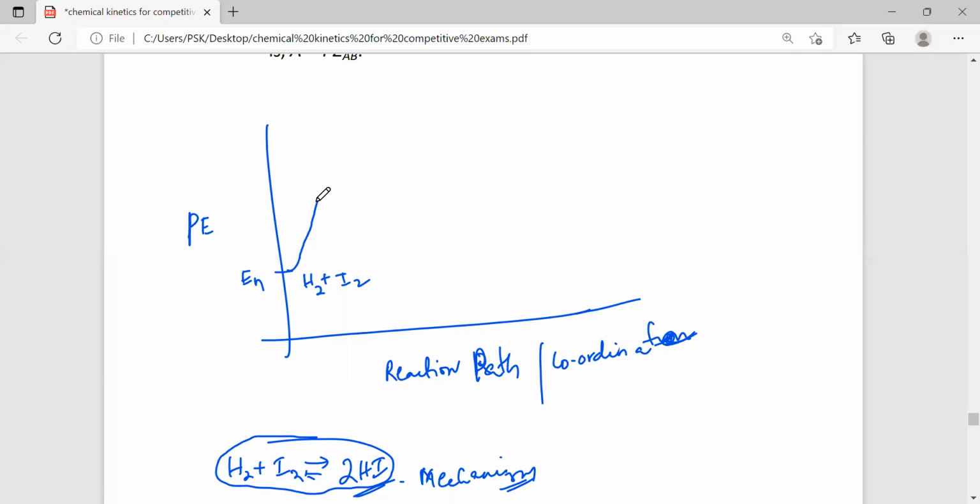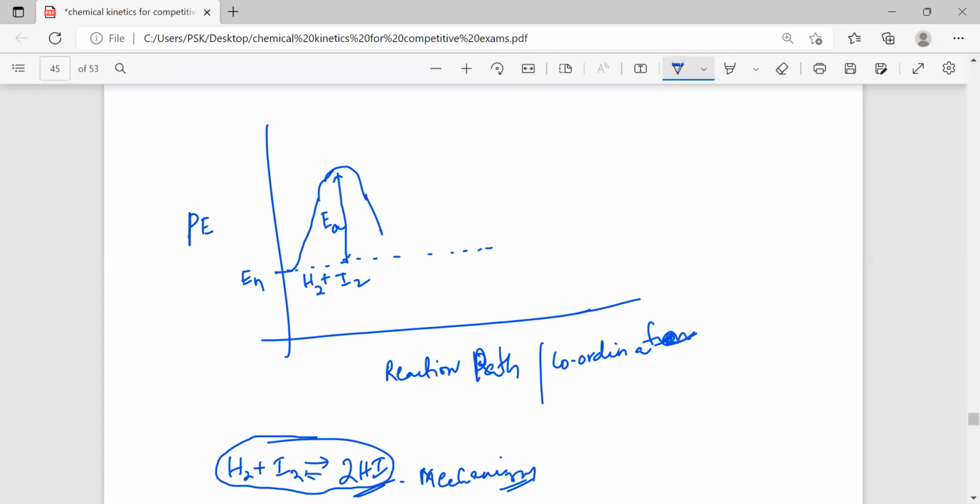What is that energy it has to gain? Tell me. This is normal energy. In order to undergo effective collision, it has to gain what energy? I wrote here, what is that energy it has to gain? Activation energy.